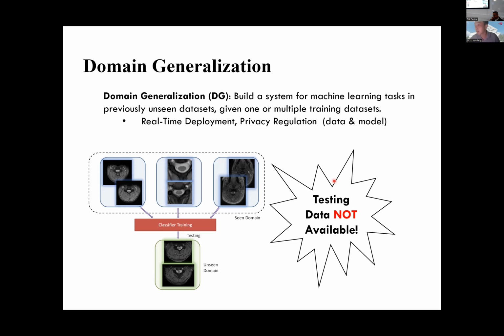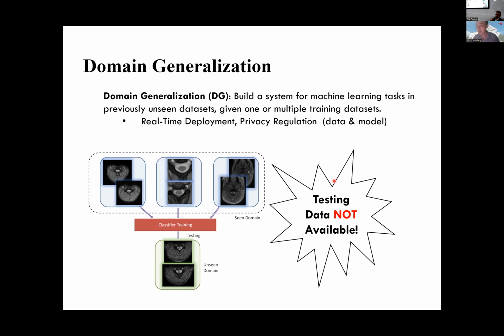Unlike the problem of domain adaptation, where we have the unlabeled target domain available, and then we can utilize the labeled source domain data as well as the unlabeled target domain data to tune the model using domain adaptation. But for domain generalization, unfortunately, the testing data are not available.